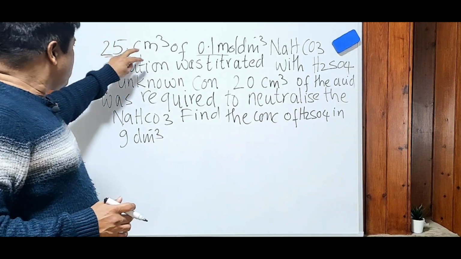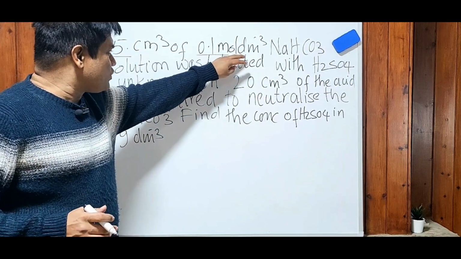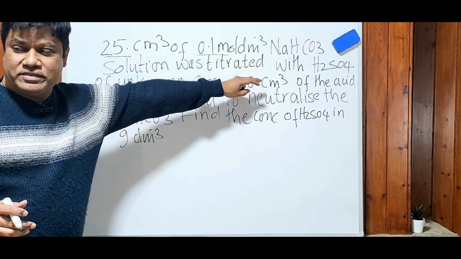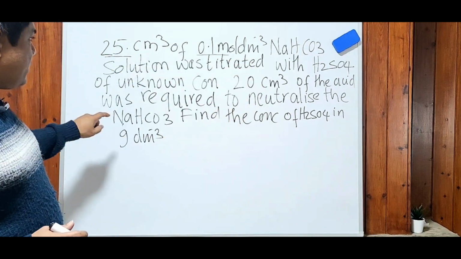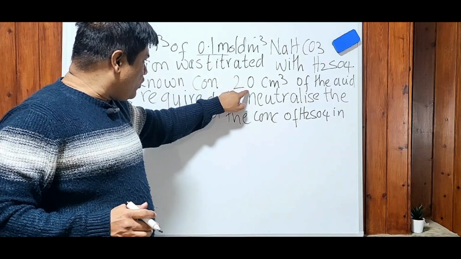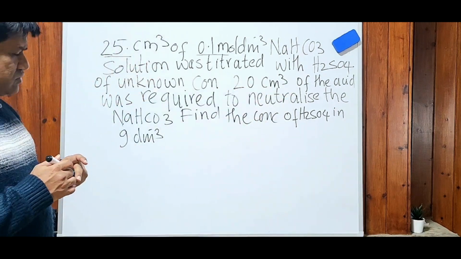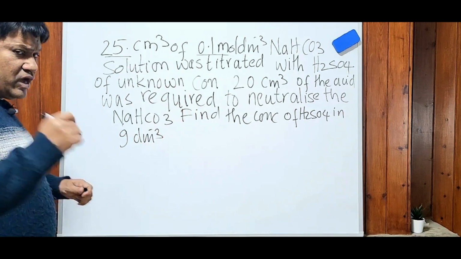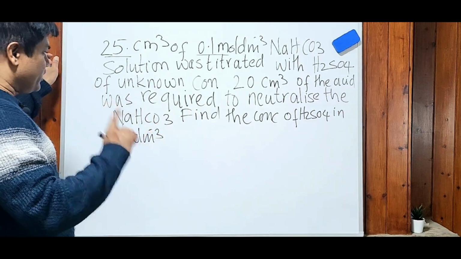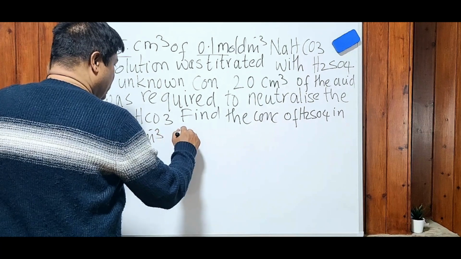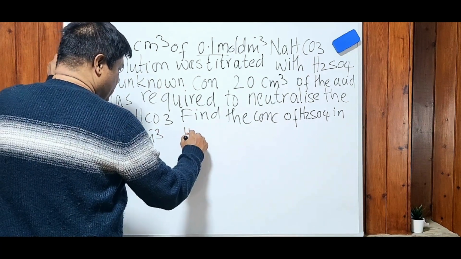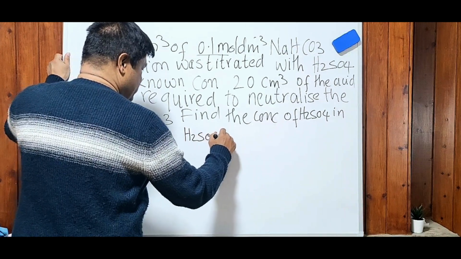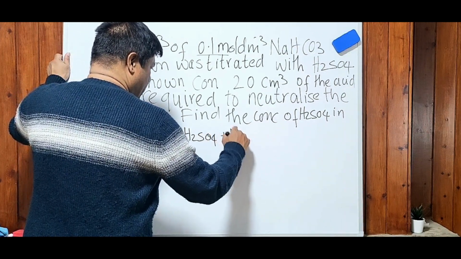So the concentration and volume of the sodium hydrogen carbonate are given to you, and the volume of acid is given. So we have to work out the concentration of the acid. The first thing is we have to write the balanced chemical equation between sulfuric acid and sodium hydrogen carbonate.